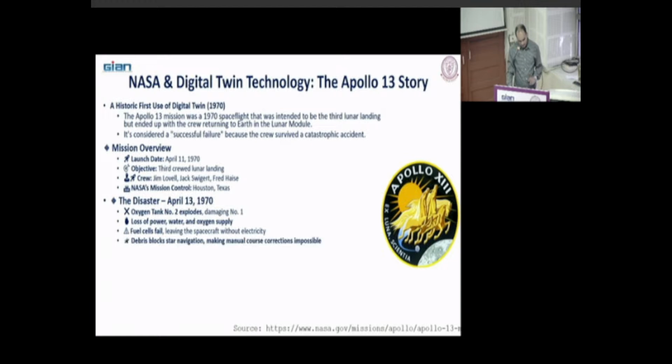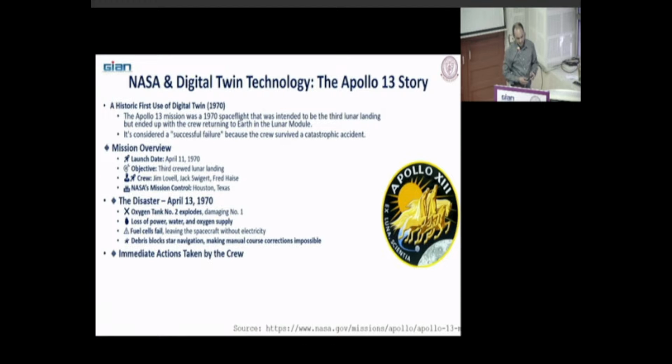Debris blocks star navigation, making manual course correction impossible. Because of the loss of power, water, and oxygen supply, debris was coming onto the glass windshield, and they couldn't do the navigation properly either.